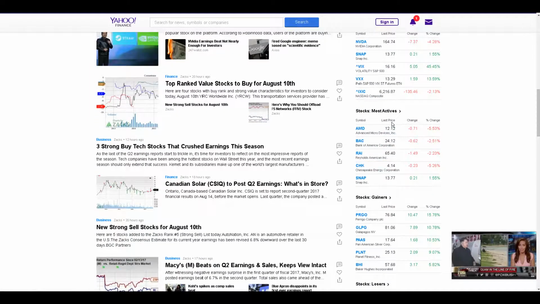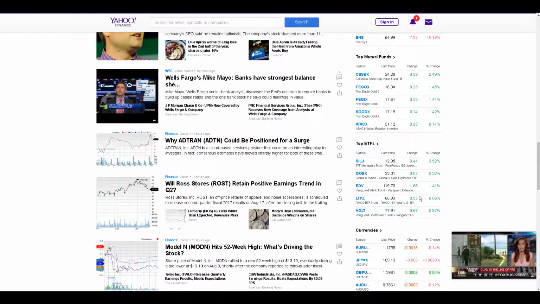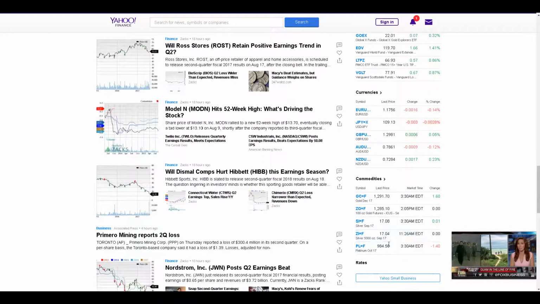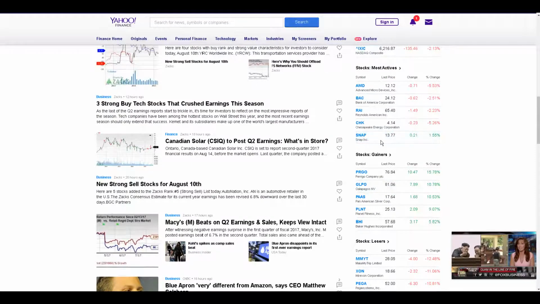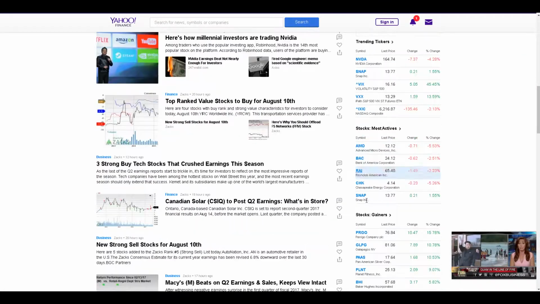Talks about most active, the gainers, the losers, the top mutual funds, and these sort of categories are pretty common across different websites. I think Yahoo Finance has a nice breakdown, nice visual breakdown of the specific stocks.